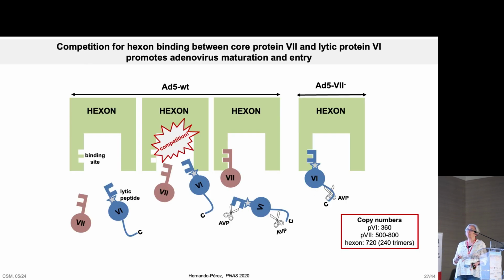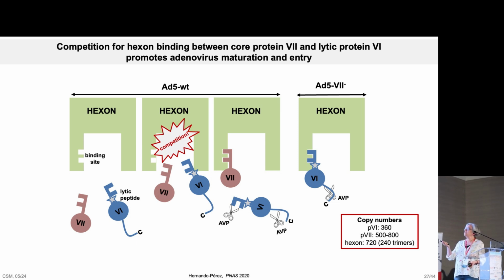And this is the model that we propose for this competition of proteins 6 and 7 during assembly, and how this results in the lack of proper uncoating. So we have a hexon here, the two proteins want to bind to the same site, and we have competition here. And one important point here is that we have 720 sites for much more than 720 combined copies of 6 and 7, so they need to compete.